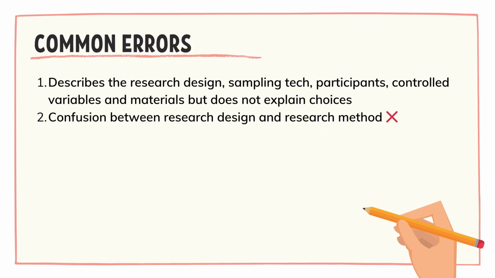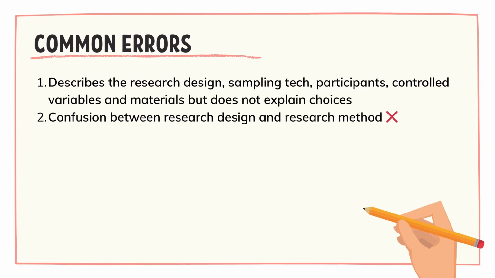Most students miss out on marks for the same reason, which is they identify or they describe the research design or the controlled variables, but they do not explain why they chose to control that specific variable. So this is a very common error, and this usually results in students getting only 1 or 2 marks out of 4 because they have not explained their choices or explained why.